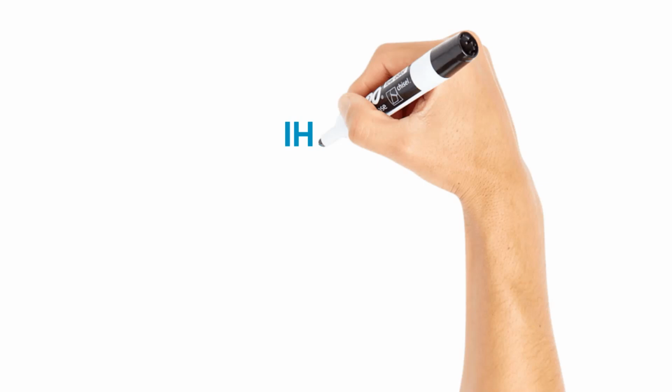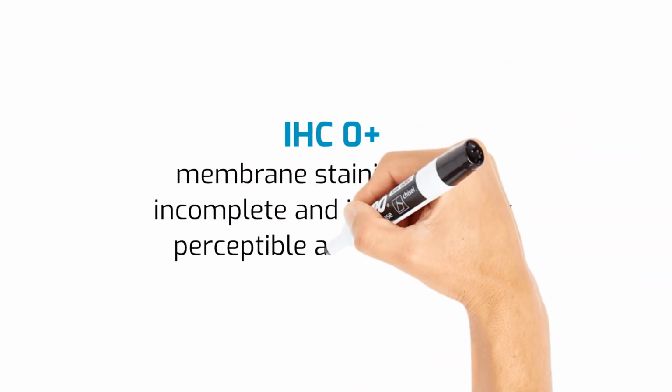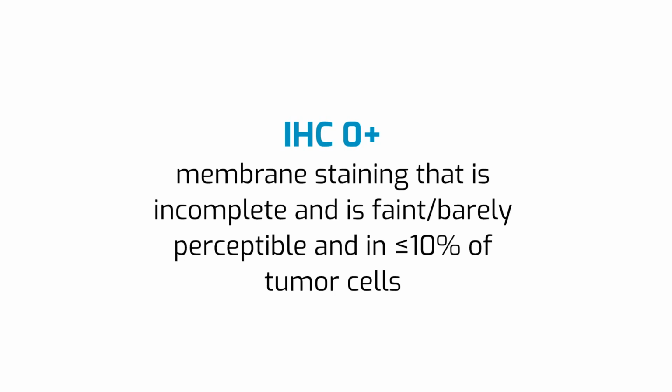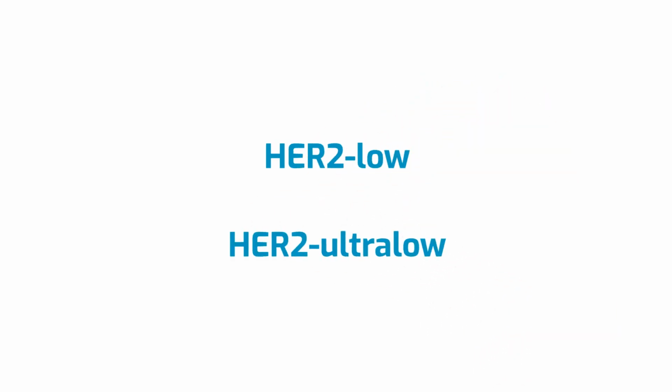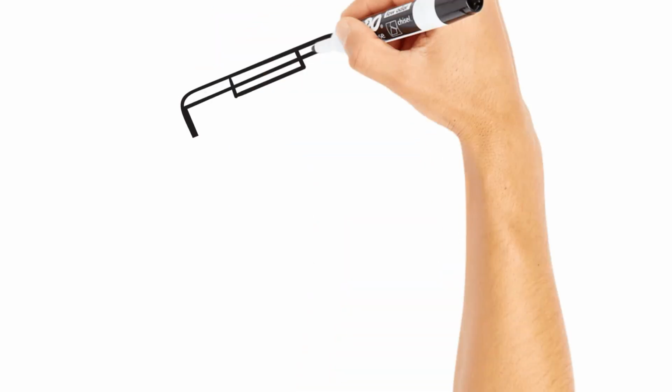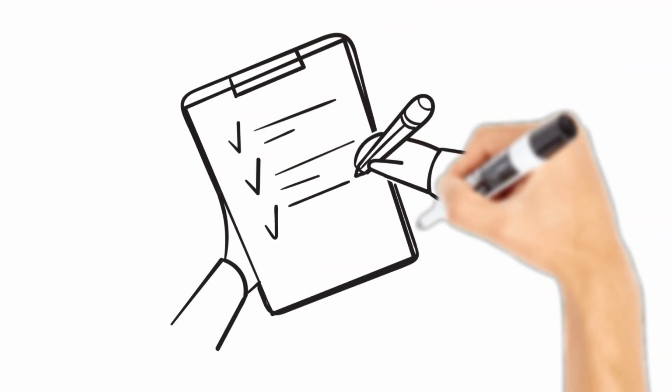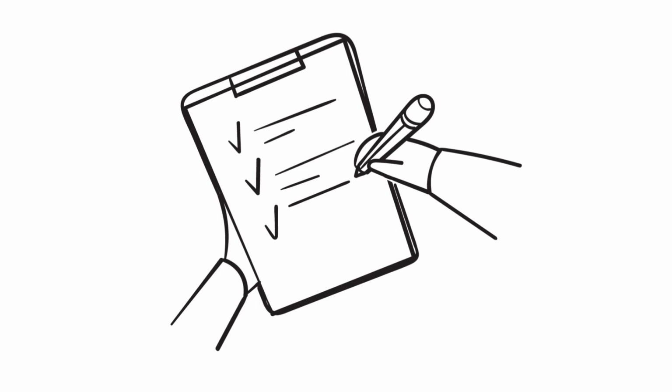Use IHC 0+ when results show membrane staining that is incomplete and is faint, barely perceptible, and in less than or equal to 10% of tumor cells. Tip 2. Consider whether your pathology reports should include terms like HER2 low and HER2 ultra low. Tip 3. The CAP biomarker reporting template also includes the suggested comment.